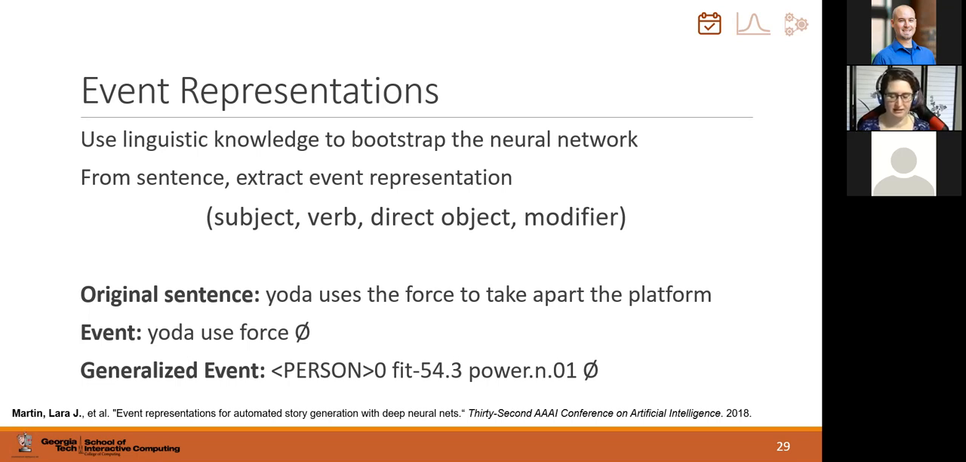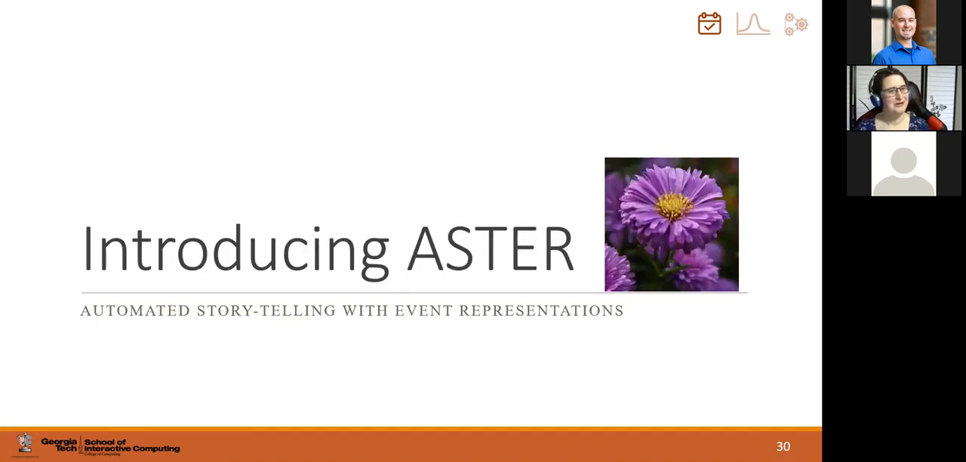I did named entity recognition, so Yoda becomes person 0, and I looked the verbs up in VerbNet, which is a data set that buckets verbs by their semantics. And I looked the nouns up in WordNet, which is a hierarchical dictionary. And I went up a couple of levels in the hierarchy to get a more general category. So force becomes power. And I called this system Aster, which I thought was very clever because it's also a pretty flower, but it stands for Automated Storytelling with Event Representations.